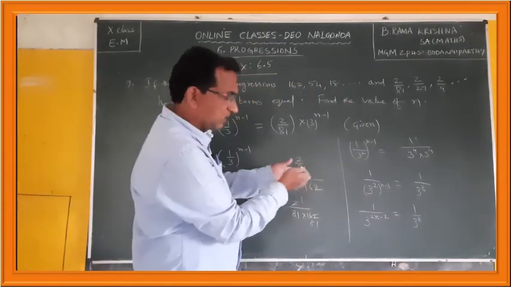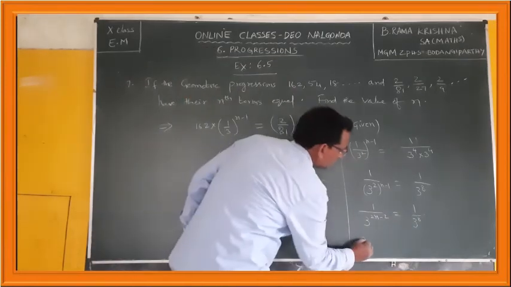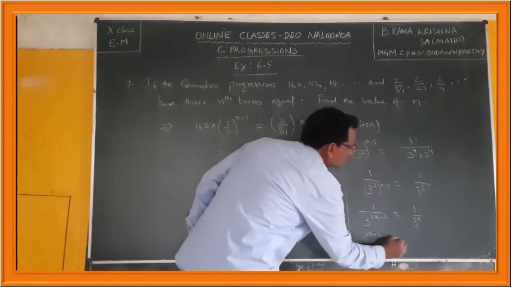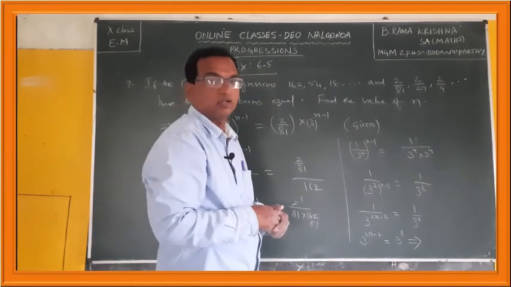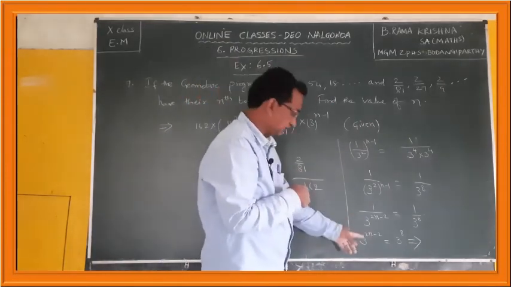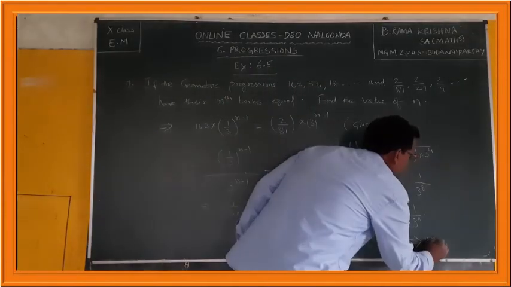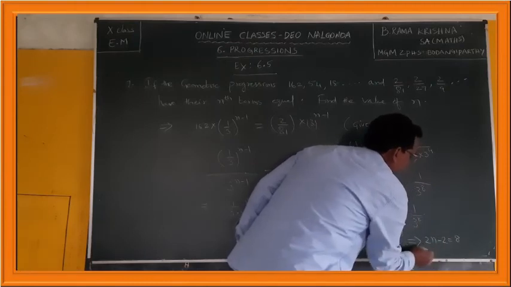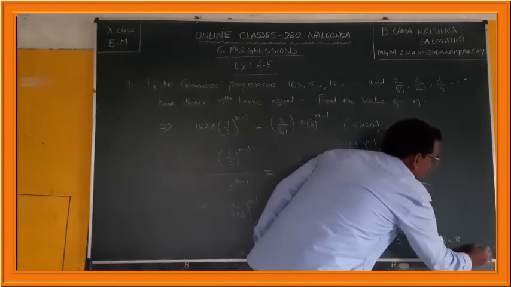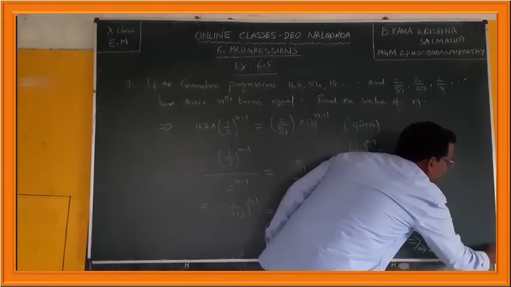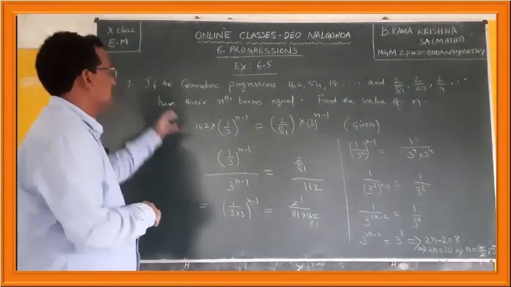So, these two are in denominators. If you take the reciprocal or cross multiply them, what do you get? 3 to the power of 2n minus 2 is equal to 3 to the power of 8. This implies a to the power of m is equal to a to the power of n implies m is equal to n. When bases are the same, you can equate the powers. 2n minus 2 is equal to 8 implies 2n is equal to 8 plus 2, which is 10, implies n is equal to 10 by 2, which is equal to 5. So, the answer is 5. n is 5 for this question.